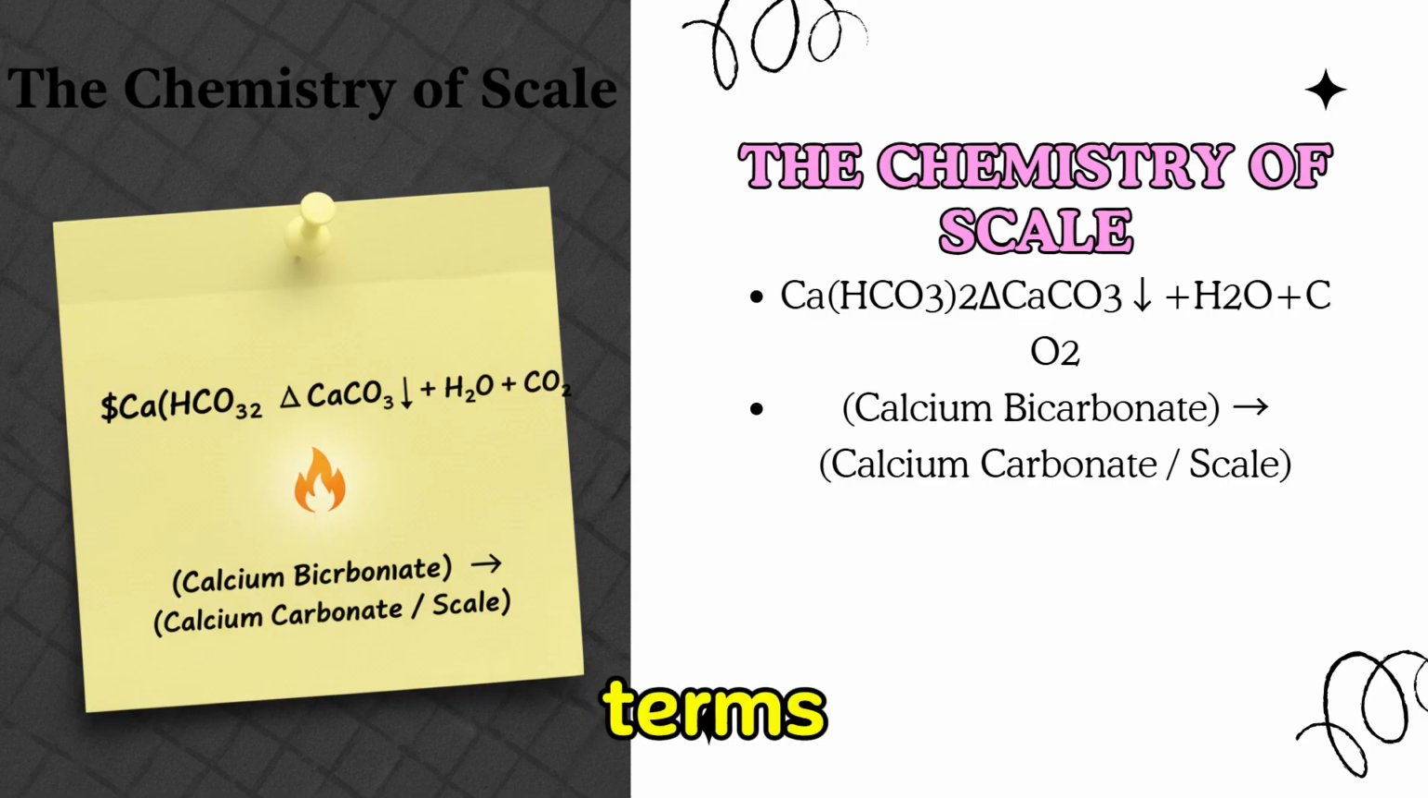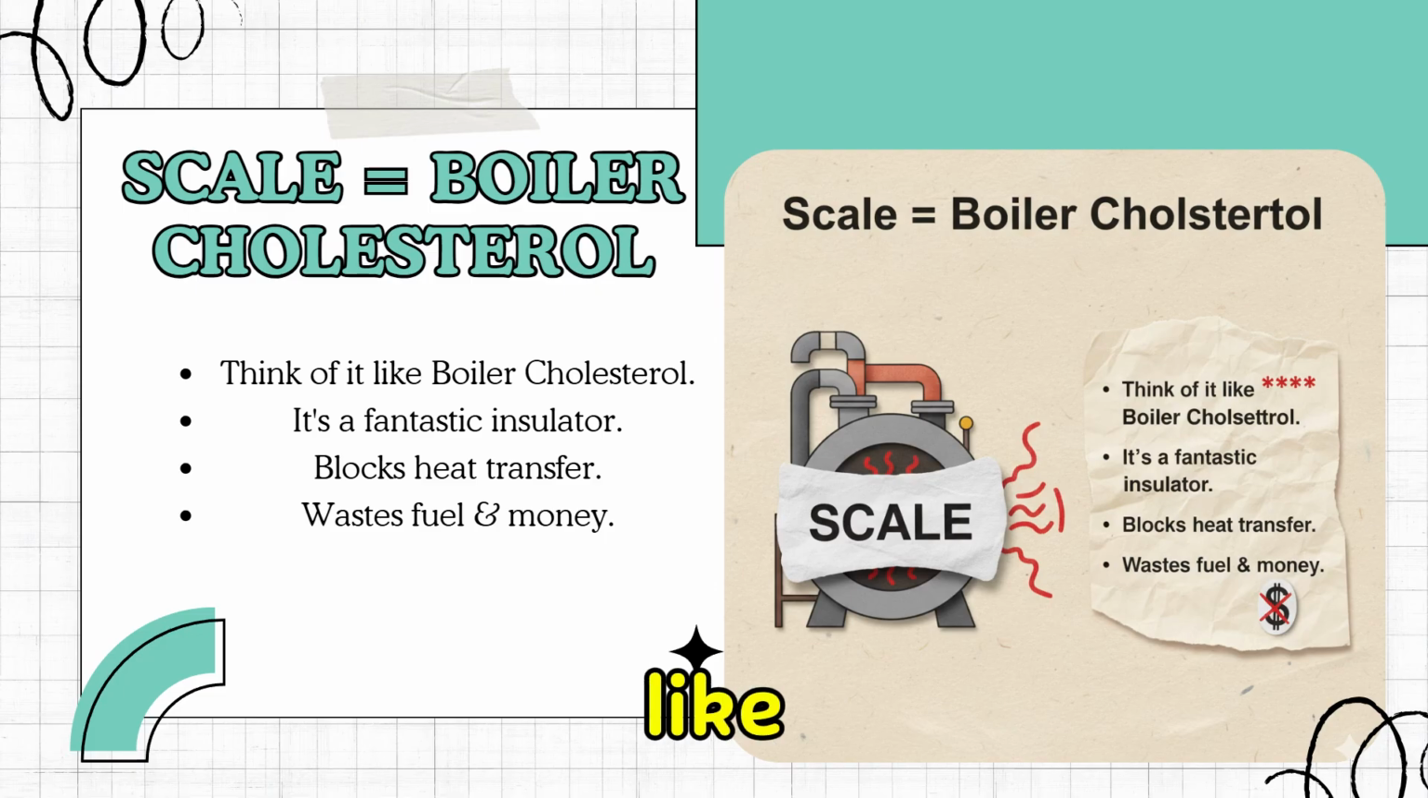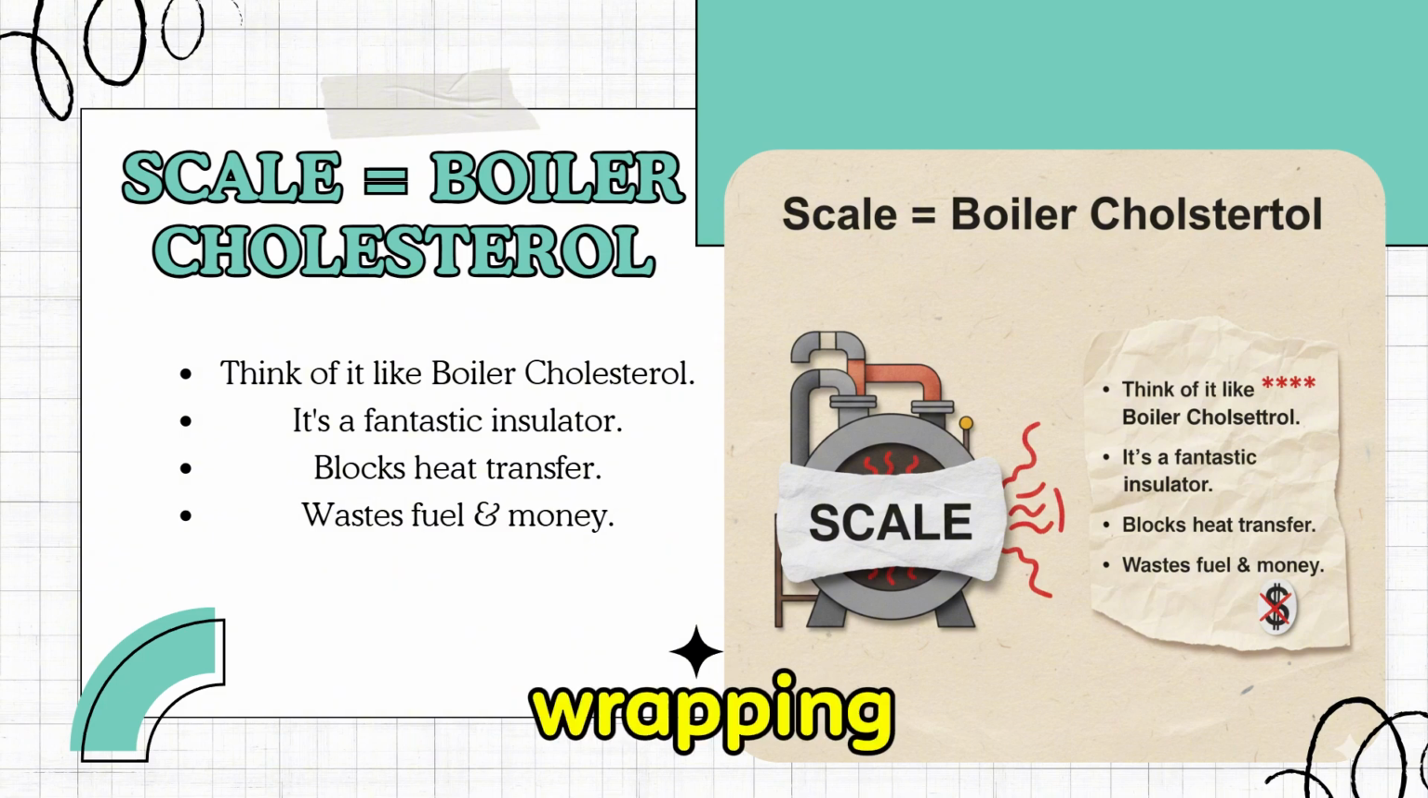In simple terms, scale is like boiler cholesterol. It's that hard, crusty layer from our kettle analogy. The biggest problem with scale is that it's a fantastic insulator. It's like wrapping a thick blanket around the boiler's heating surfaces. You have to burn way more fuel on the outside just to get the same amount of heat to the water on the inside. It's an enormous waste of energy and money.